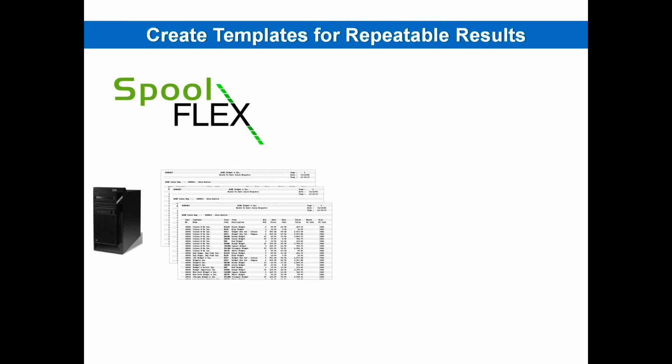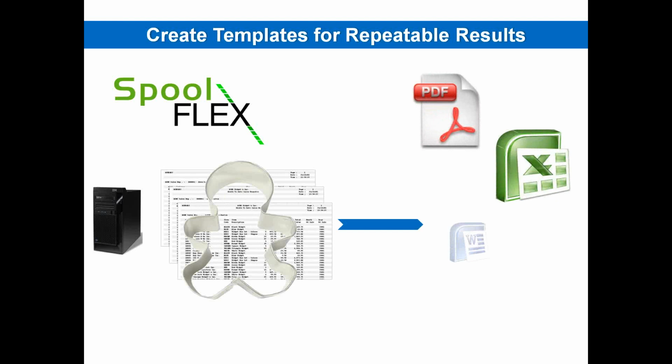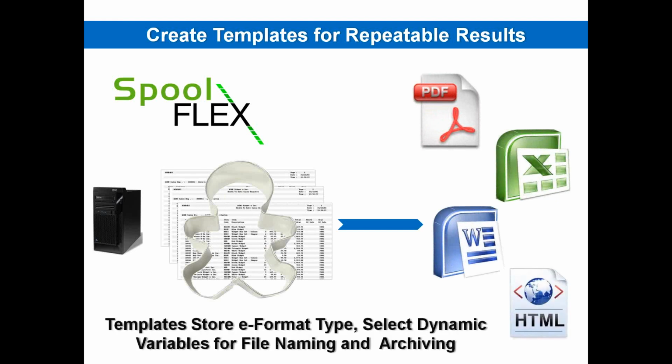SpoolFlex also allows you to set up templates, which are like cookie cutters, that allow you to perfectly format reports in spreadsheets, PDF, and other formats. These templates store the formatting information, dynamic variables that can be used to create unique names, and specify the locations where you want to archive copies. They can also be used in the rules that you set up so that the automated delivery distributes perfectly formatted, intelligently named files every time without user intervention.